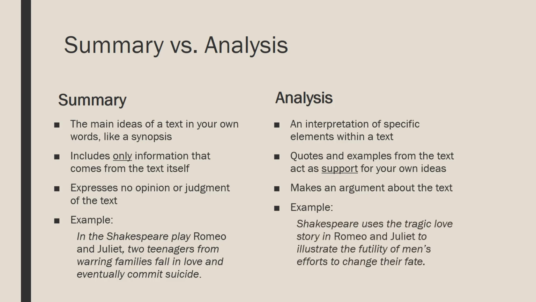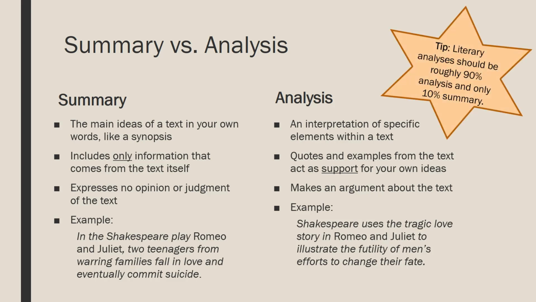So here's an example. Shakespeare uses the tragic love story in Romeo and Juliet to illustrate the futility of men's efforts to change their fate. So here I'm taking the facts of the story and I'm making a claim about the theme at play here. It's about the futility of men's efforts to change their fate. You could easily read Romeo and Juliet and not think that's what the play is about. But I'm going to build that argument based on quotes from the play, specific examples, and then I'm going to explain how those examples support my claim. That's the difference between analysis and summary.